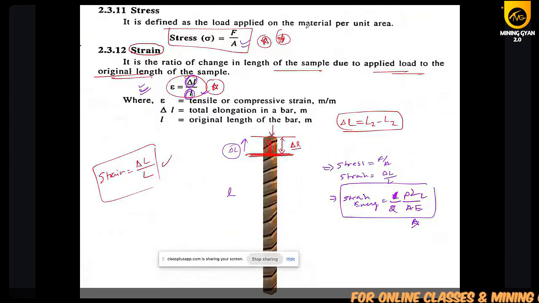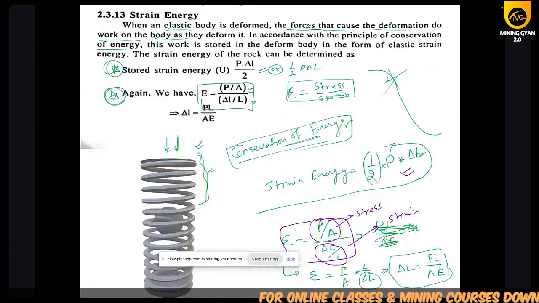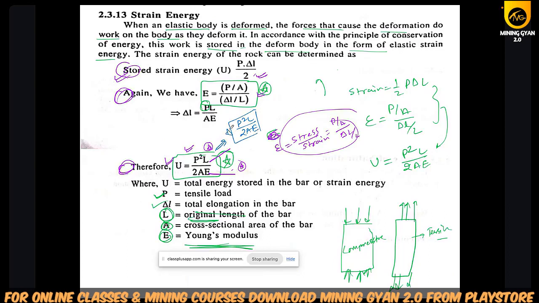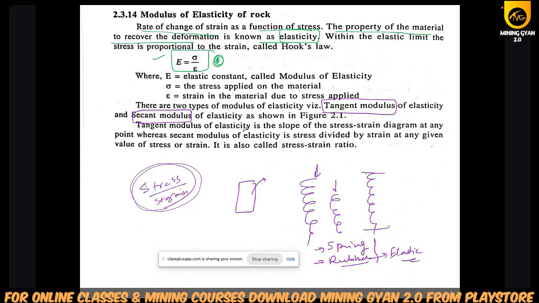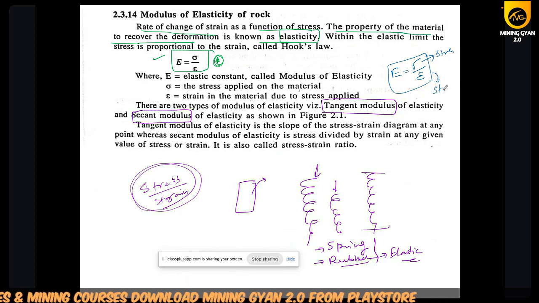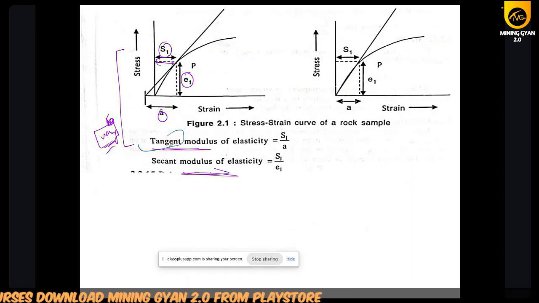Stress is F by A. Strain is delta L by L. Strain energy formula is P square L divided by 2AE. What is P? Load. L is the length. A is the cross-section area. E is the Young's modulus. Modulus of elasticity is sigma by epsilon. Sigma is the stress, and epsilon is the strain. This was the tangent modulus, this is the secant modulus. I told you about tangent yesterday also, and secant also.